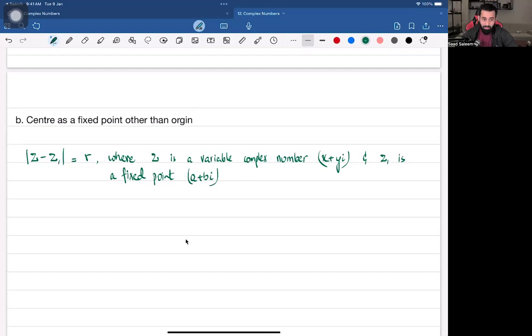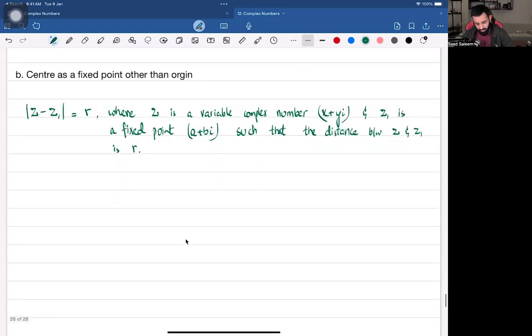Now, the question is what does this mean, modulus of z minus z1 equal to r? So z is a variable number and z1 is a fixed point, such that the distance, because we're talking about modulus of z minus z1. You can think about it as if we have AB. If I want to calculate AB, we can do it by doing OB minus OA. So OB minus OA will give me vector AB. And then if I take the modulus, that means I'm calculating the distance or the length of vector AB. So the distance between z and z1 is r.